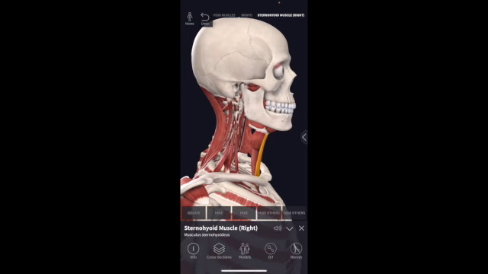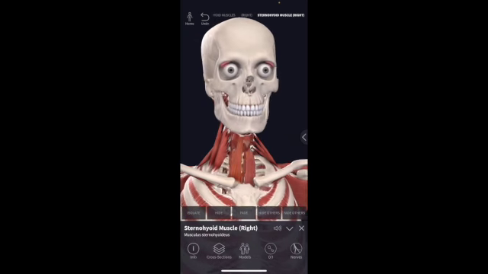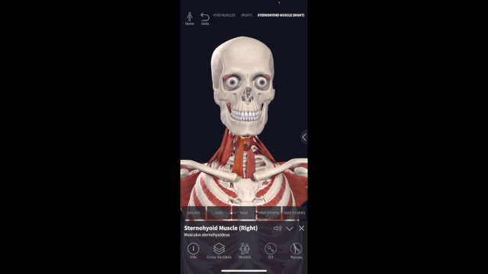The next muscle that I've highlighted is the Sternohyoid. This muscle attaches to the hyoid bone. It depresses the hyoid bone, and it's important for speaking, chewing, and swallowing. See from an anterior view here.